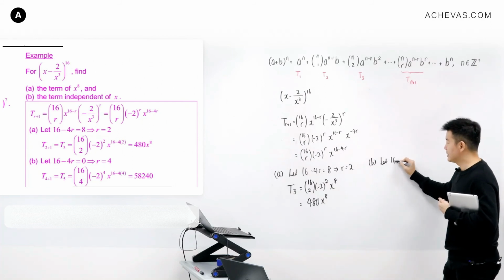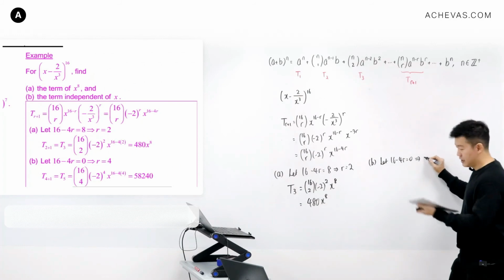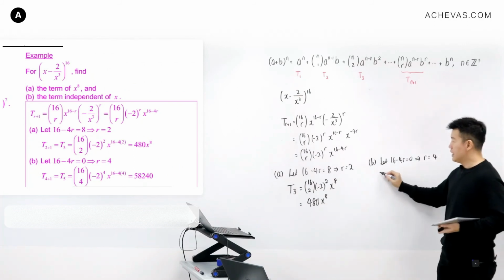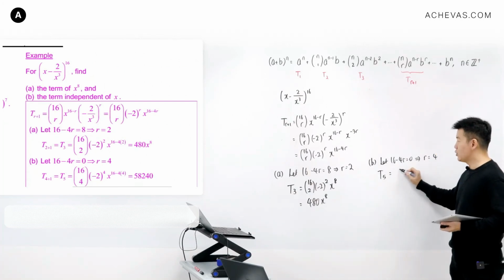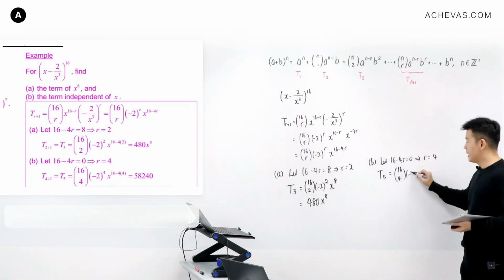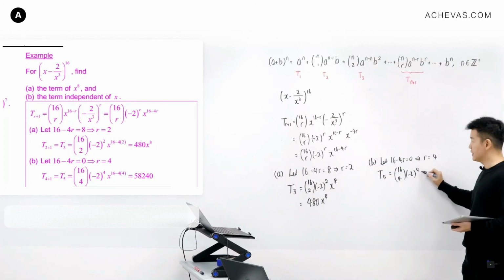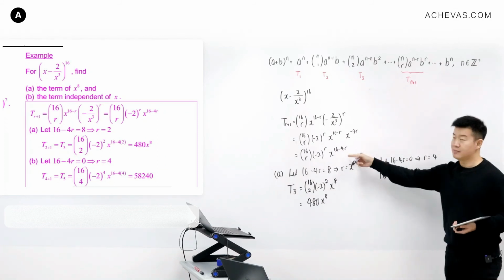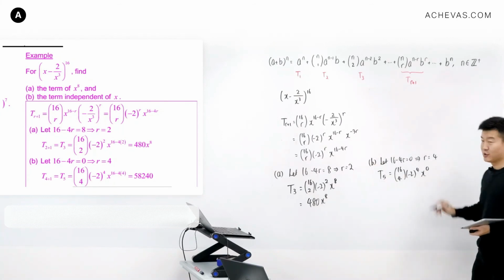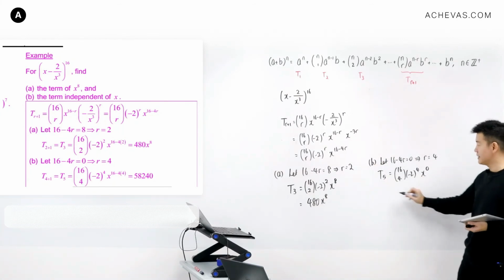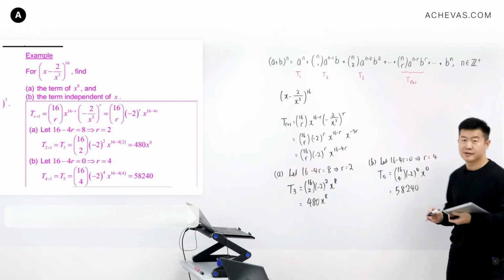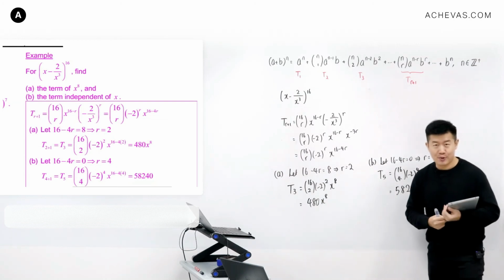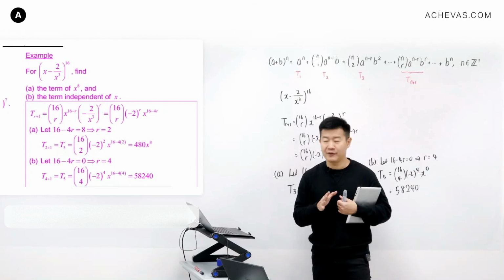So we're going to let 16 minus 4r be equal to 0. This will help me to find r. It is equal to 4. If r is equal to 4, that means we are talking about T(4+1), the T5 term. And this is equal to 16 choose r, where r is equal to 4. So 16 choose 4, then minus 2 to the power of r, which is 4 in this case, then x to the power of 16 minus 4 times 4, x to the power of 0. It is a term that is independent of x. And this, if I were to press it into the calculator, is 58240.